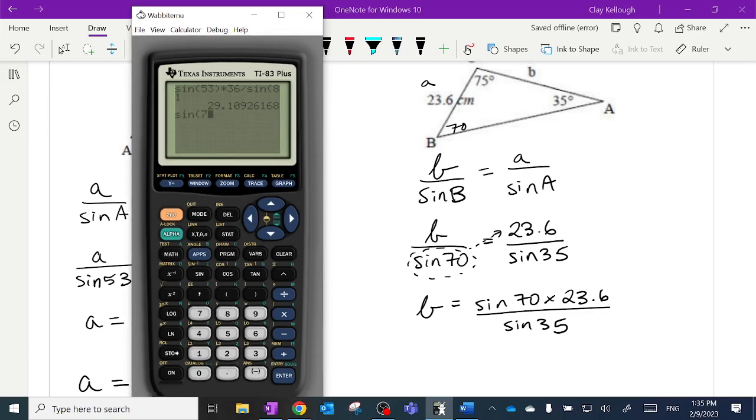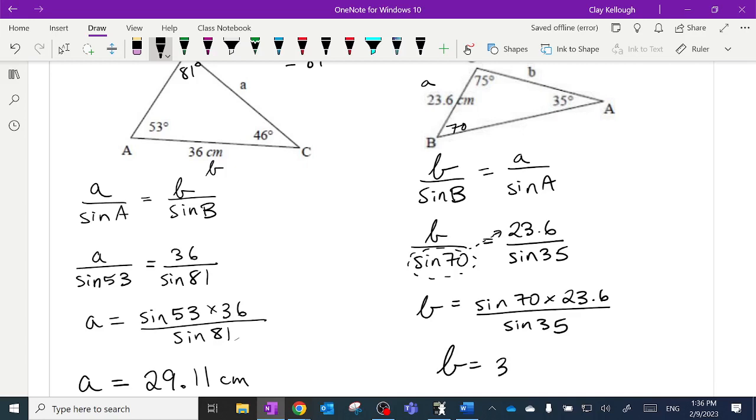Sine 70, close my brackets, times 23.6 divided by the sine of 35 equals 38.66 centimeters.